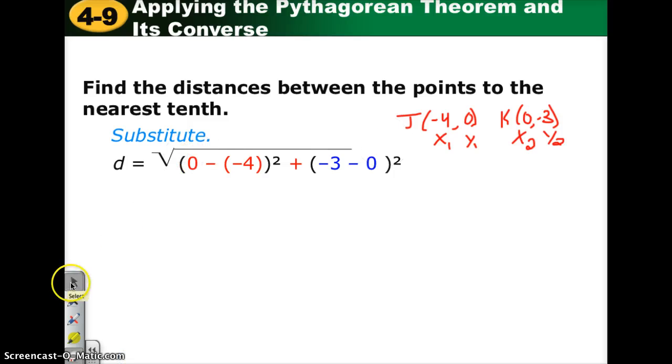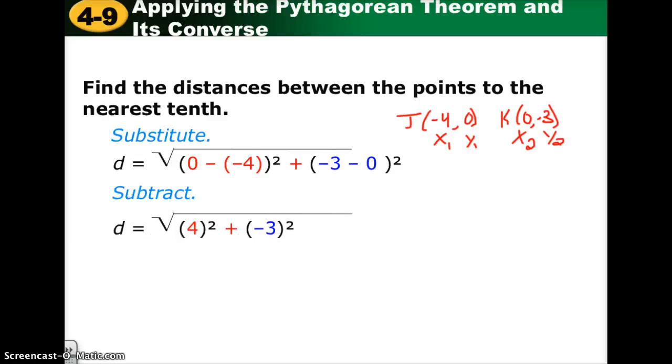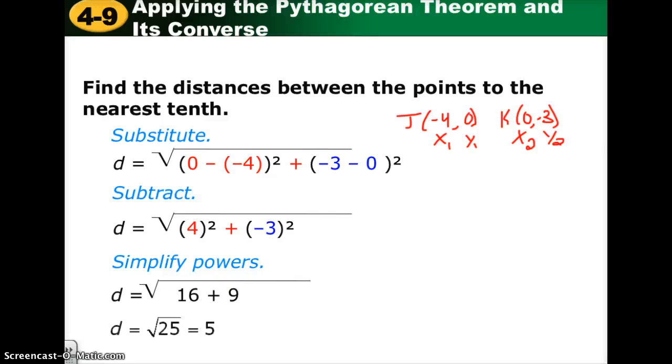Substituting in. If it helps to label your points, I find that's easiest, and then follow the formula. So now we follow order of operations, 0 minus negative 4. We get positive 4 squared. Negative 3 minus 0 is negative 3 squared. Take them to their powers, so we get 16 plus 9 gives us 25, and the square root of 25 is 5. Distance between j and k is 5 units.